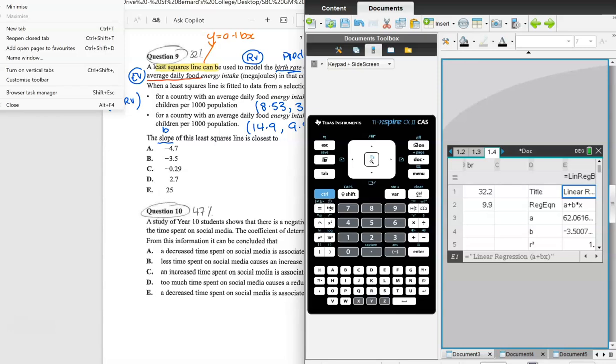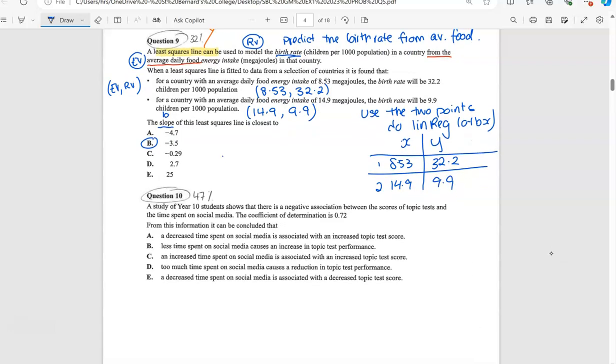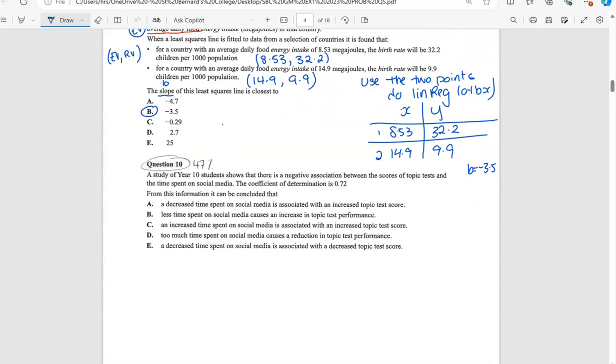I got a B value of negative 3.5, so I can see that B is the answer. If you want to pop it in yourself, we did 8.53, 32.2, and 14.9, 9.9. It's on the video, so then we got the B value, and we found B equals negative 3.5. With these ones with a lot of wording, I would advise you do them in your reading time, because all this one is reading and making sure.